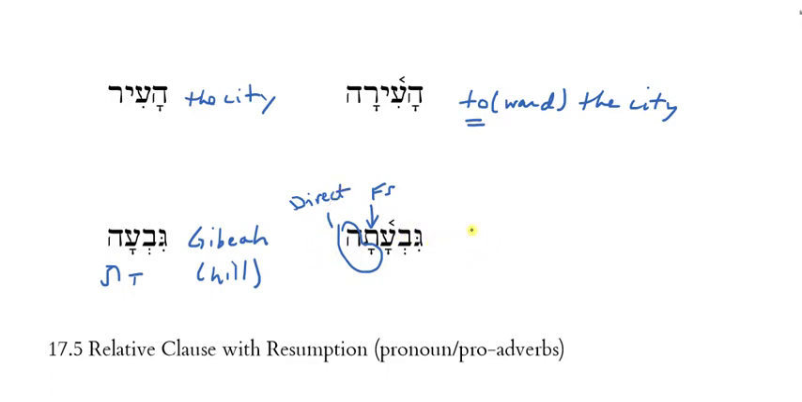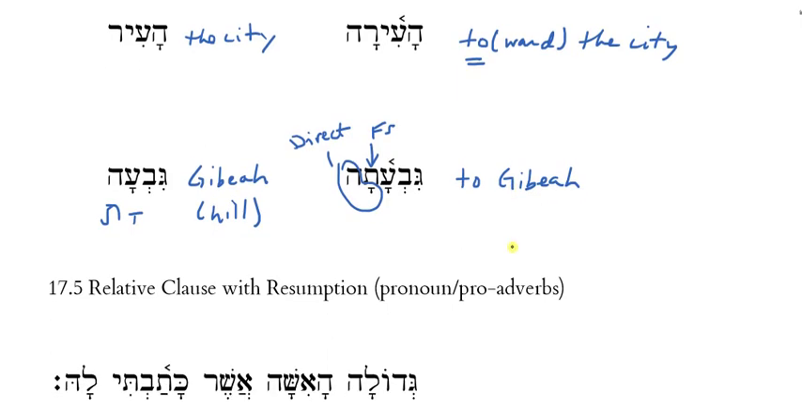So how would I translate this? Give atta to Gibeah. He went to Gibeah. He went give atta. All right? So that's the directive hey. So you'll see that in your homework, and you'll see it in the Hebrew Bible.